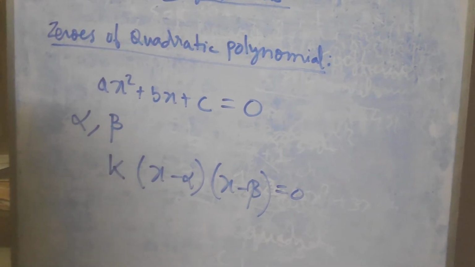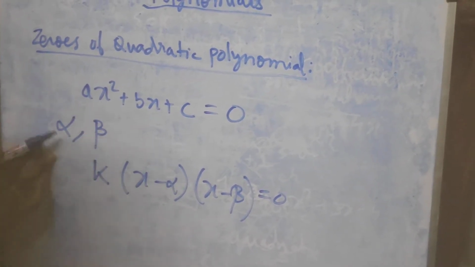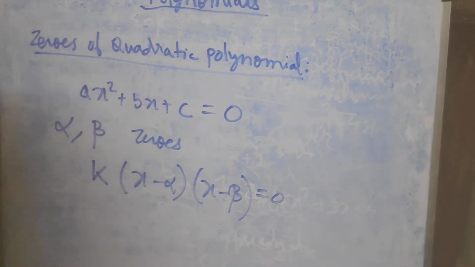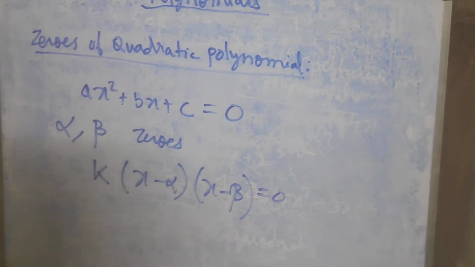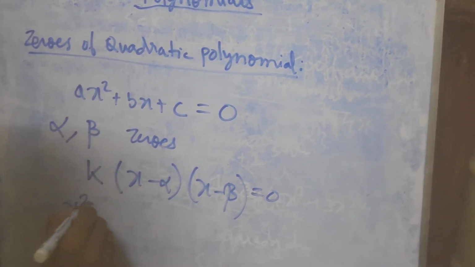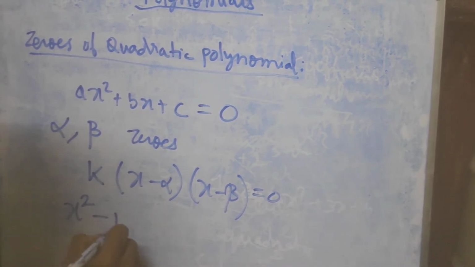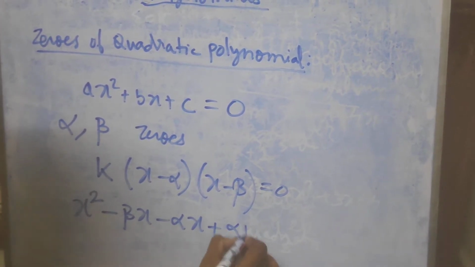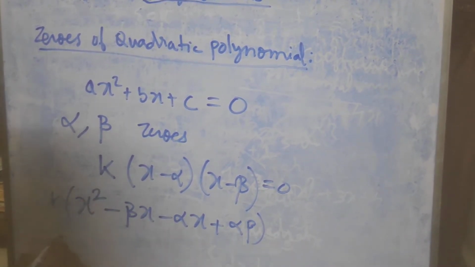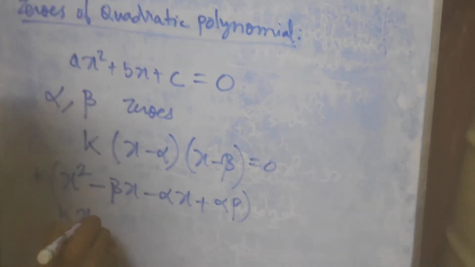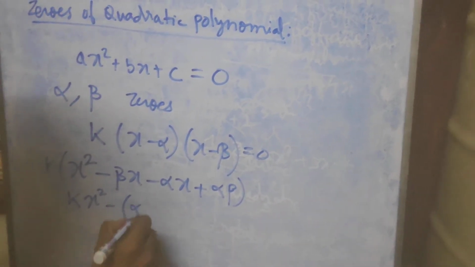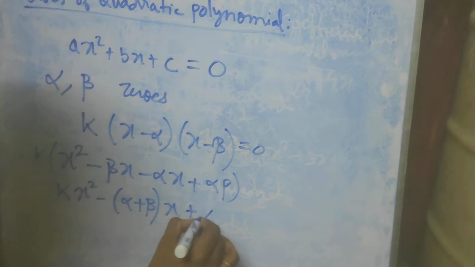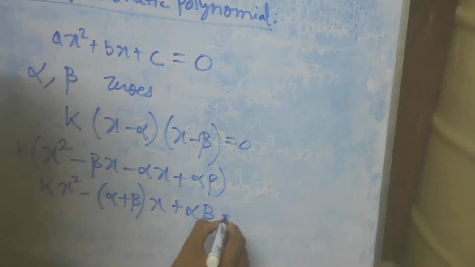So now let's see how we can relate the zeros alpha and beta with the coefficients. Let's simplify this expression further. So x square minus beta x minus alpha x plus alpha beta, into k. I can write it as further simplifying: k x square minus k times (alpha plus beta) x plus k alpha beta equal to 0.